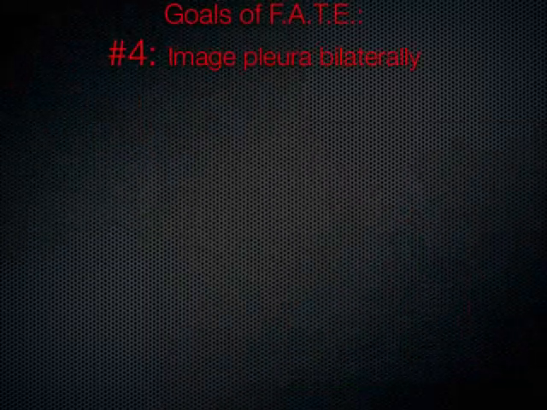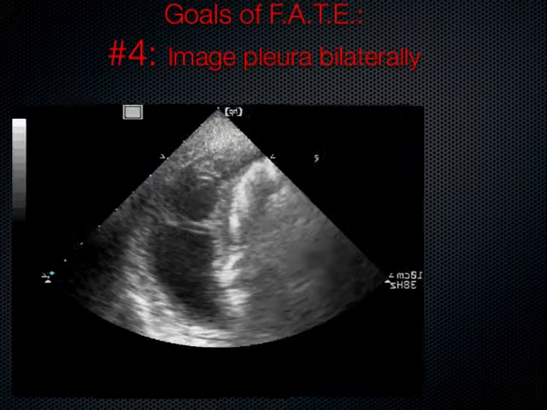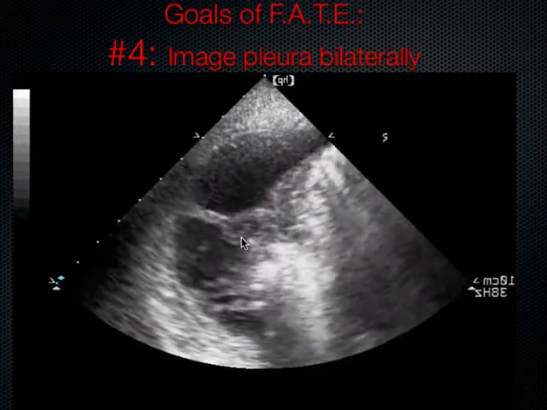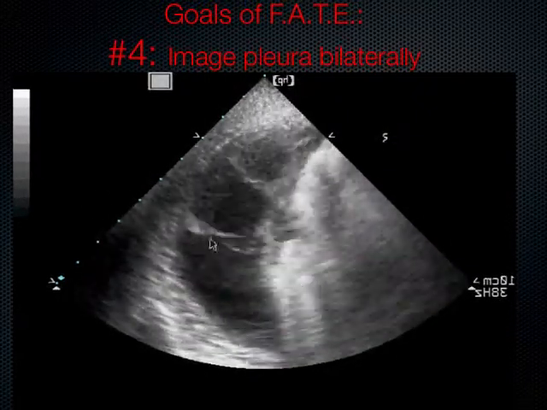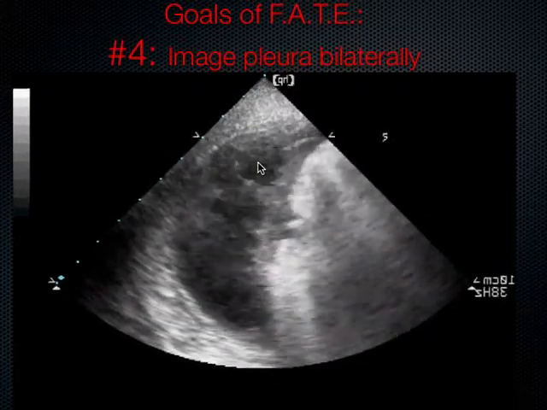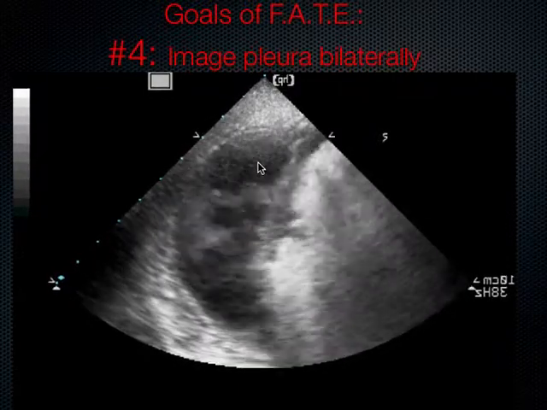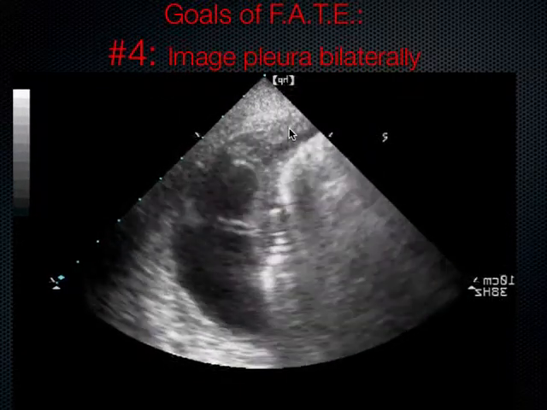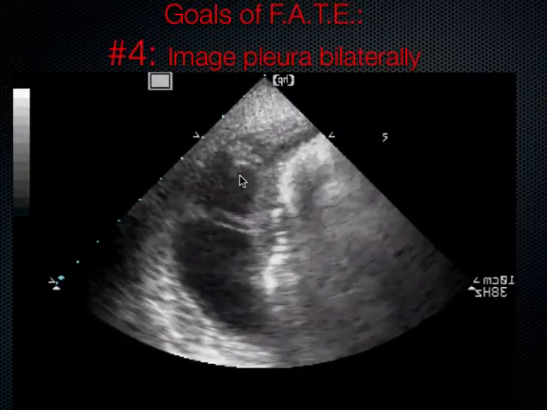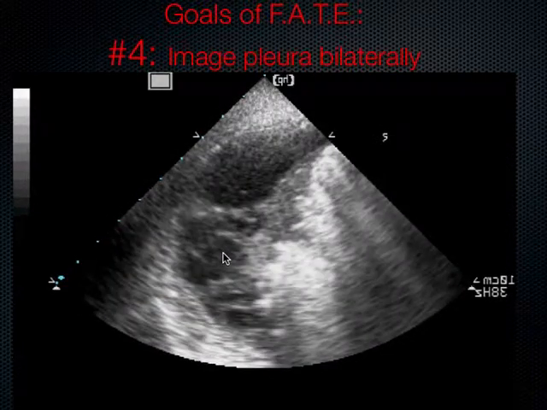Now moving on to number 4, we want to take a look at the pleura bilaterally, and in this case here we can see that there's a very large pericardial effusion going, I'm sorry, pleural effusion going on. We have the probe looking just along the diaphragm laterally, a coronal view of the chest, and we can see as the patient's breathing in and out, this is a very large pleural effusion. We can even see loculations of pleural fluid there.